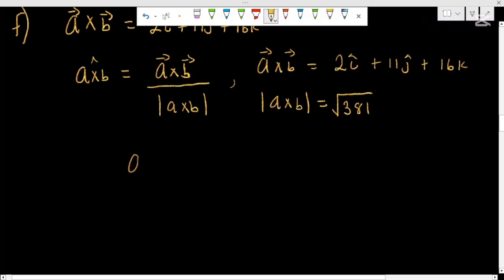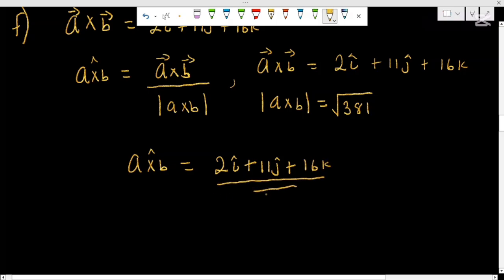Which means that our unit vector A cross B is equal to 2I plus 11J plus 16K over the square root of 381. And this will give us 1 over the square root of 381 into bracket 2I plus 11J plus 16K. It's as simple as that.